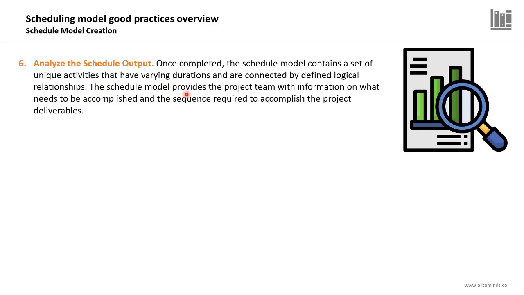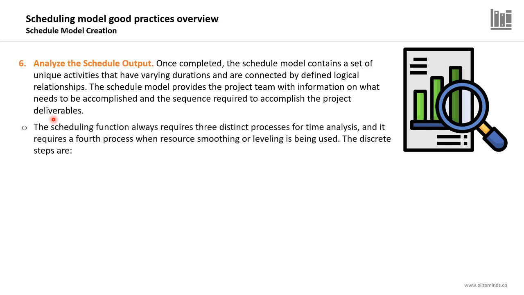The schedule model provides the project team with information on what needs to be accomplished and the sequence required to accomplish the project deliverables. The scheduling function always requires three distinct processes for time analysis, and it might require a fourth process when resource smoothing or leveling is being used in the schedule model, and we covered the resource leveling or smoothing techniques earlier in this course.